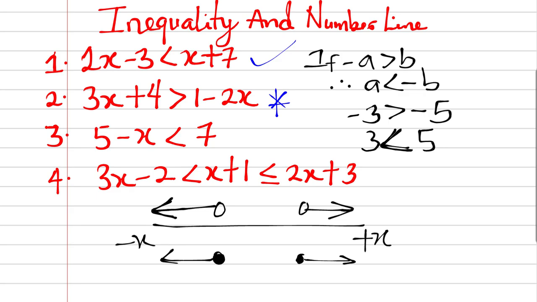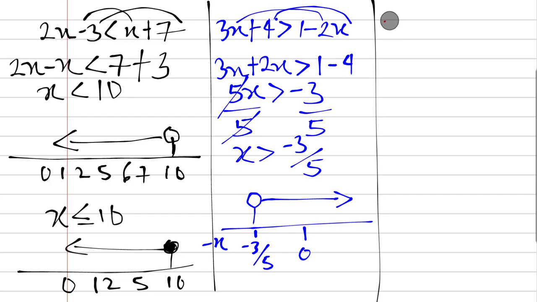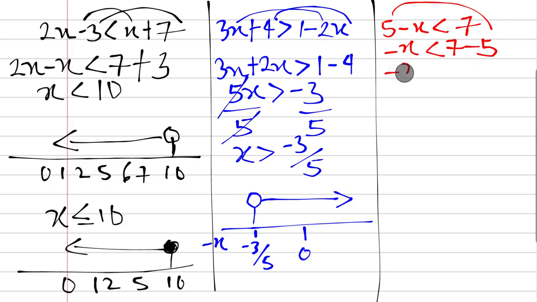All right, so the third question here says that 5 minus x is less than 7. Are you seeing that now? Now you want to make x the subject of the formula, so you bring 5 to this side. That will become minus x less than 7 minus 5. If it was plus, it will turn to minus. So minus x is less than 2. Are you seeing that now?